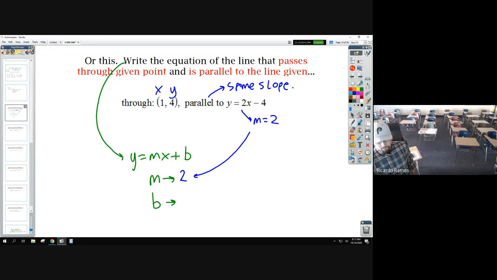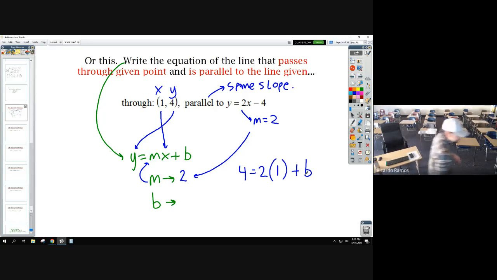Again, let me backtrack. They gave us an x and a y our line passes through. So if we plug in that x and y there for slope-intercept, plus the slope we have, we'll be able to figure out our y-intercept. So I'm going to do that here on the bottom right. The y our line passes through is 4, and that's equal to the slope, which is 2, times the x our line passes through, which is 1, plus b. I'm going to stop right there.